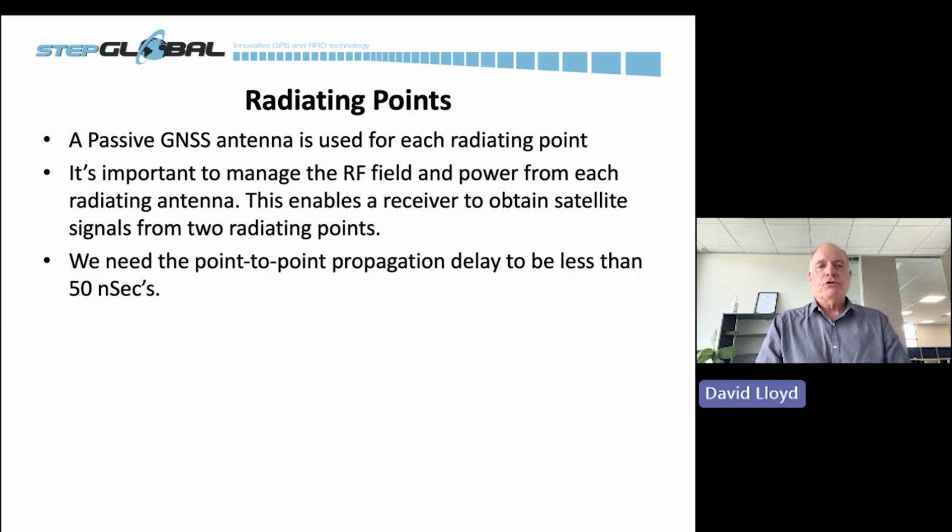For the radiating points, we use passive GNSS antennas, and this is quite a critical area, because by ensuring that we can manage both the RF field and the RF pattern from those antennas, it allows us to give the best coverage throughout different areas, especially if they're of different shapes. Also, we can turn them into directional where required. But from one radiating point to the other, we need to make sure that we have a propagation delay of less than 50 nanoseconds.